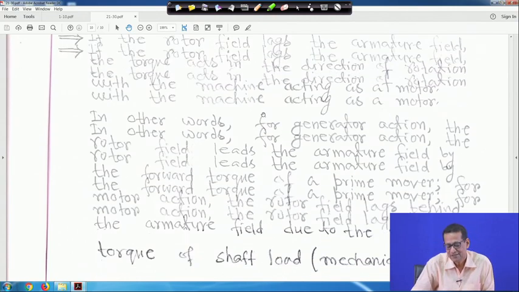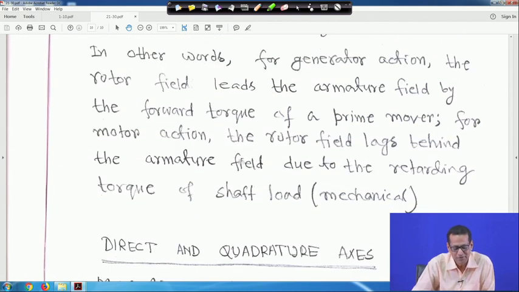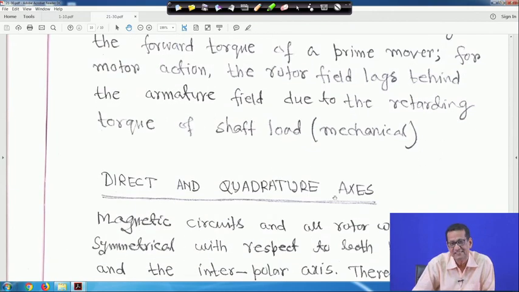So, in other words, for generator action, the rotor field leads the armature field by the forward torque of a prime mover. Prime mover means, for a thermal power plant, a turbine, right. Therefore, for generator action, the rotor field leads the armature field by the forward torque of a prime mover. Keep this in mind as general knowledge. For motor action, the rotor field lags behind the armature field due to the retarding torque of the shaft load, that is mechanical type, right. So, next is the direct and quadrature axis.